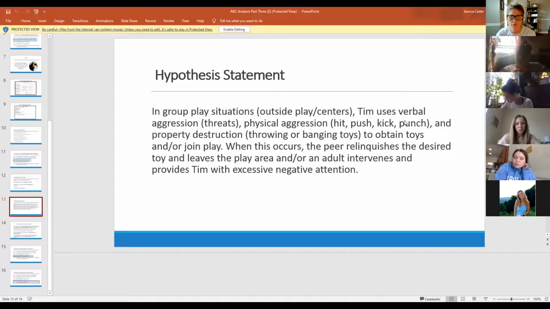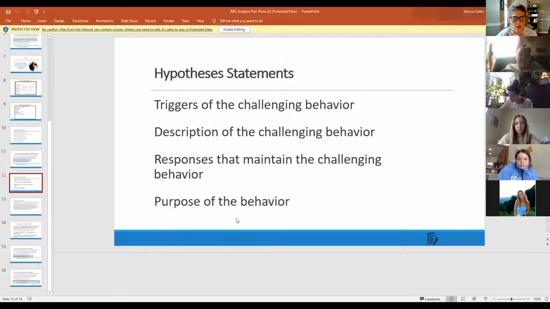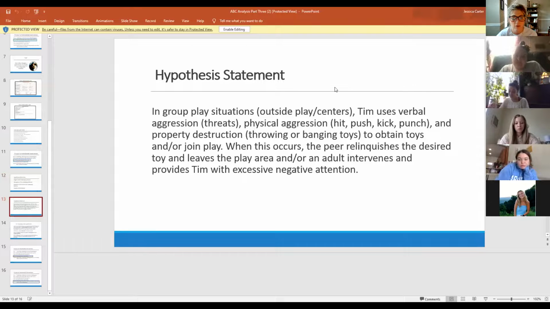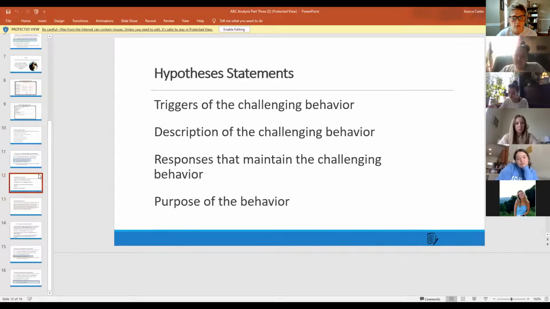When this occurs, the peer relinquishes the desired toy and leaves the play area, and/or an adult intervenes and provides Tim with excessive negative attention. So that hypothesis statement, if we look back here, the triggers are group play situations, right? We've clearly established that in group play situations, Tim uses verbal, physical, and property destruction. Those are the types of aggressions, and we define them in very clear, specific ways.